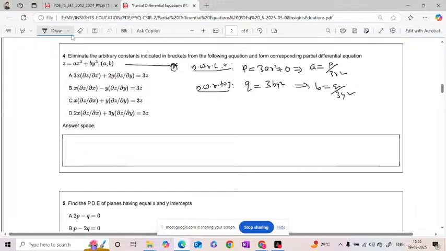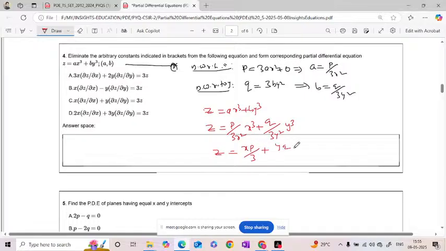Substitute a and b in the given equation. Now z is equal to ax cube plus by cube. Now z is equal to p by 3x square times x cube plus q by 3y square times y cube. That means z is equal to xp by 3 plus y cube by 3. After multiplying by 3, z is equal to xp plus y cube. So option C is the correct. Okay, good. Next one.